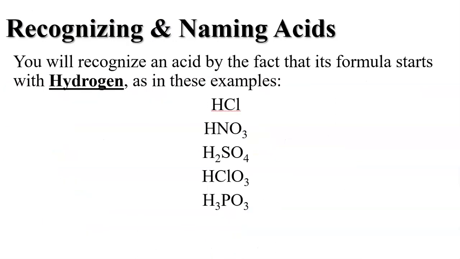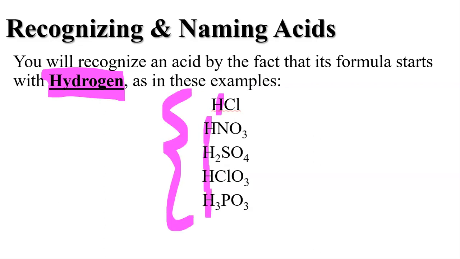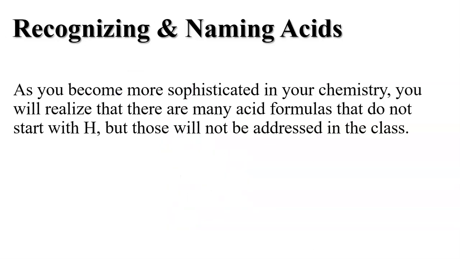So you'll be able to recognize your acids by the fact that your formula will start with a hydrogen. So here we have HCl, HNO, H2, HClO3, H3. Those are all going to be examples of acids. As you become more sophisticated in chemistry, you'll realize that many acid formulas do not start with H, but for our class, we're going to only consider the ones with the H. We like that.